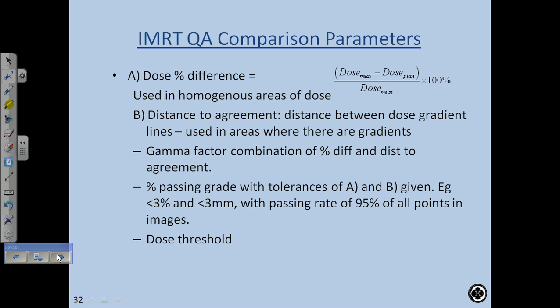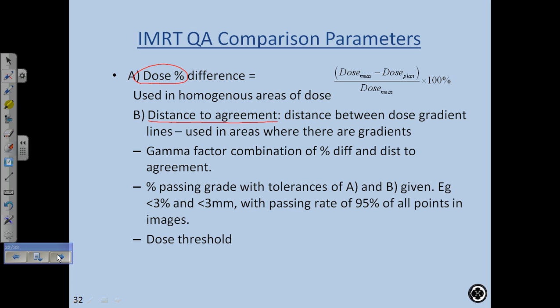On the MapCheck device itself, it comes with software. After you deliver your plan, you get the results, and the results are in the form of the dose percent difference and the distance to agreement. There are many results you could look at, but those are the standard results that most people look at.